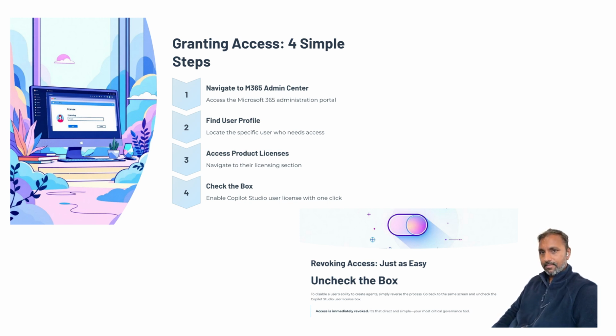And here it is. This is the most critical part for governance, to take that access away. To disable a user's ability to create agents, you just do the exact same thing in reverse. You go back to that same screen and you uncheck the box. That's it. Access is immediately revoked. It is that direct and that simple.